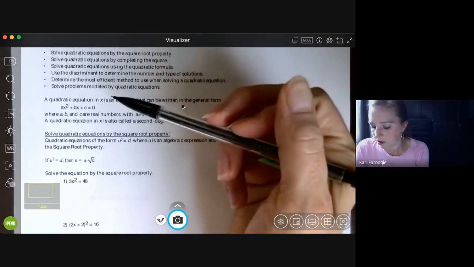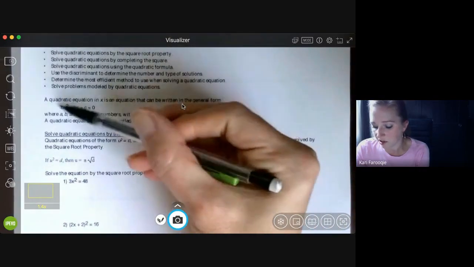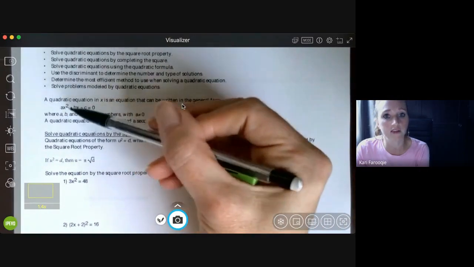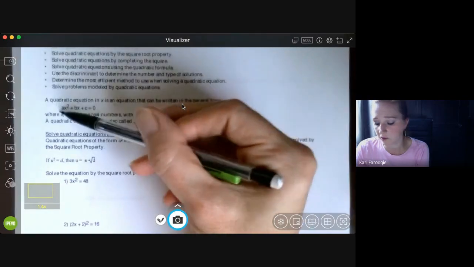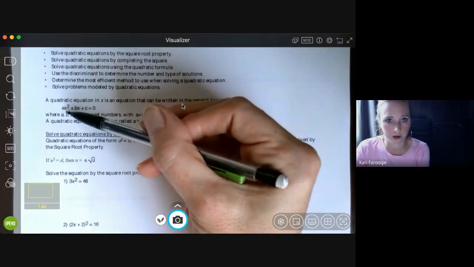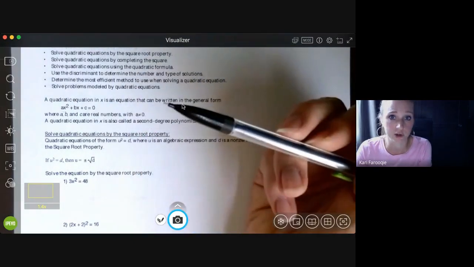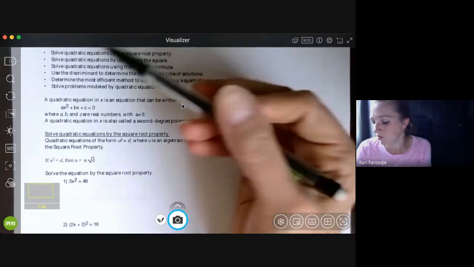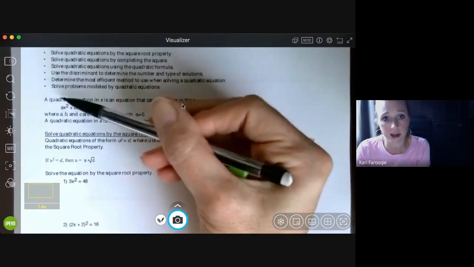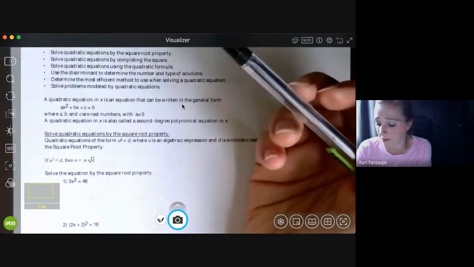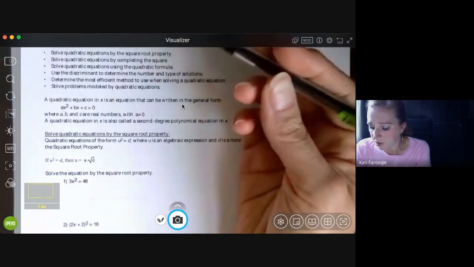a, b, and c are going to be real numbers such that a is not equal to 0. If a is equal to 0, then you have a term where you have 0x squared. If you have 0x squared, then you don't even have an x squared term at all. And in that case, you would have a linear equation. It wouldn't be quadratic. So in order for it to be quadratic, it has to have some non-zero value of a. So a, b, and c are real numbers.